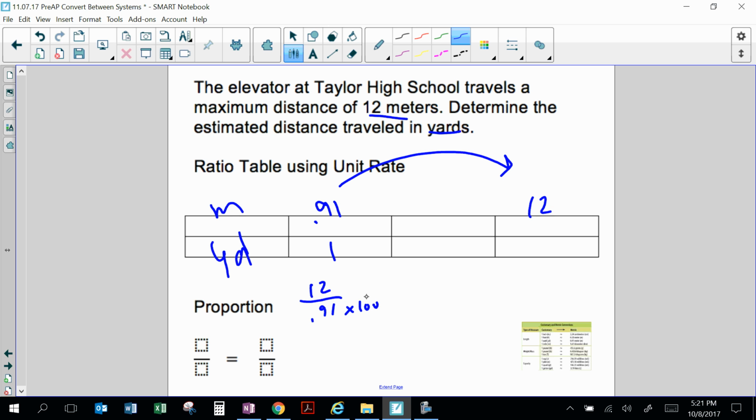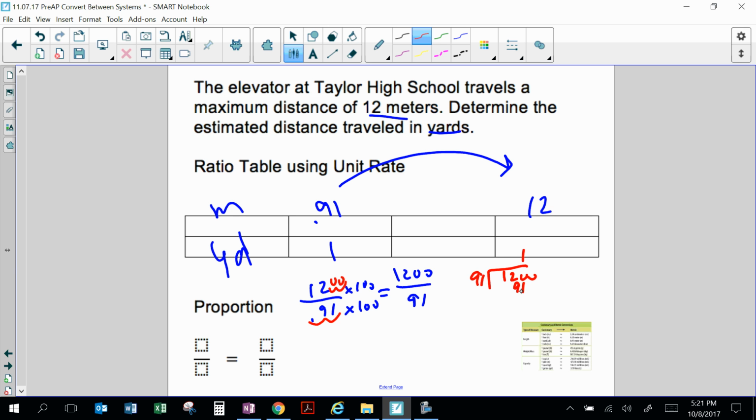So I'm going to multiply by the power of 10, which is 100. That's 1200 over 91. Again, shortcut. Move the decimal 2 over. So what is 1200 divided by 91?